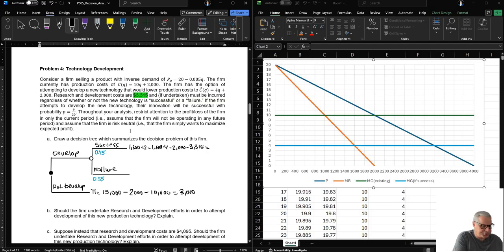Okay, so how much is this one? Let me use my calculator again. So we enter 1,600 times 12 minus 1,600 times 4 minus 2,000 minus 3,315. Okay, so that gives me 7,485.